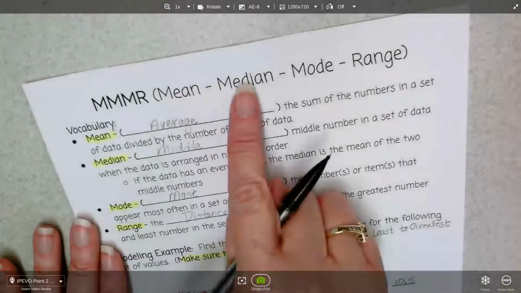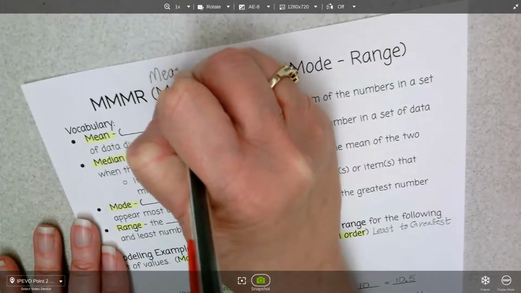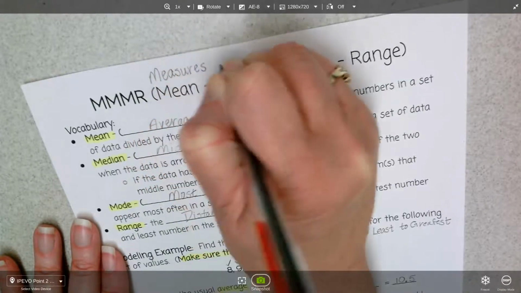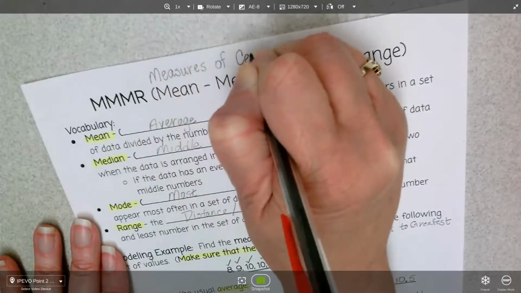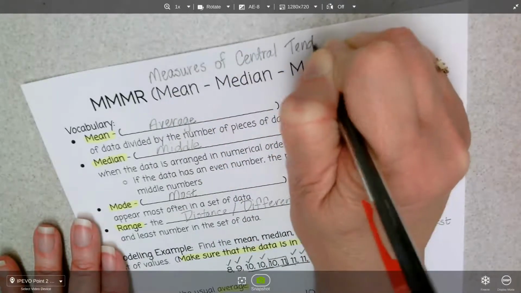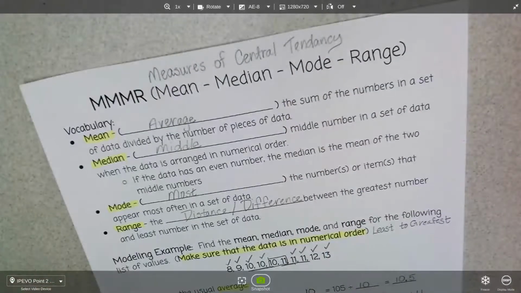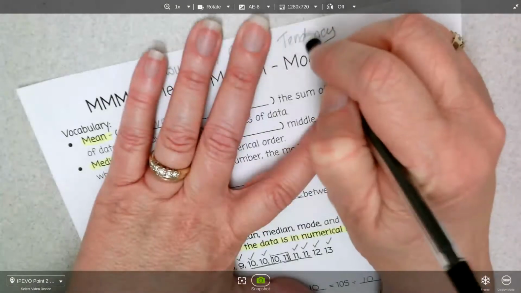Now, one thing I want to add back up here at the top: when we're talking about mean, median, mode, and range, these are called our measures of central tendency. You will also see it called that, so you need to be sure you know that that's what it is. And I spelled tendency wrong. It is spelled with an E right here, I think.